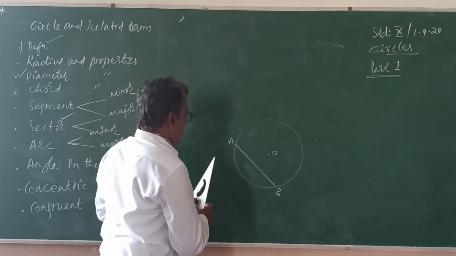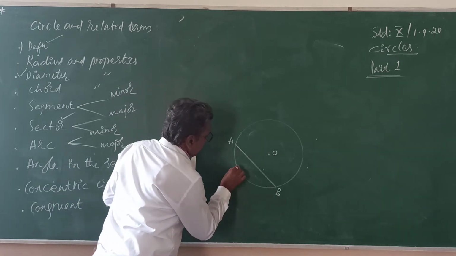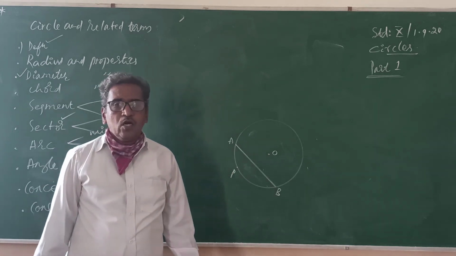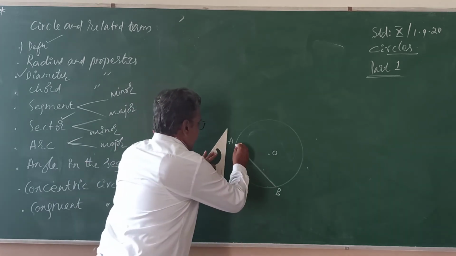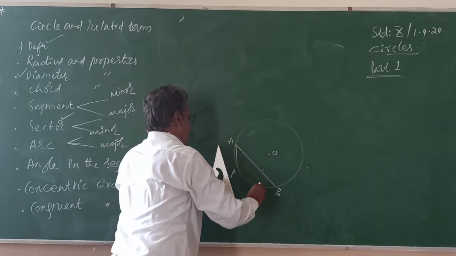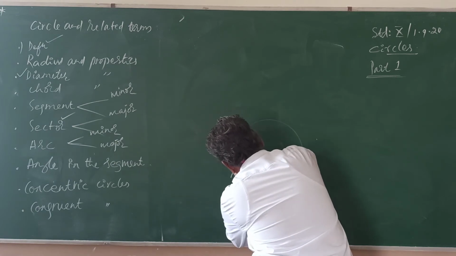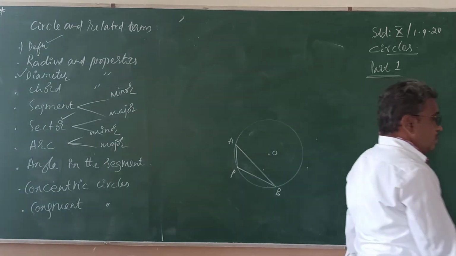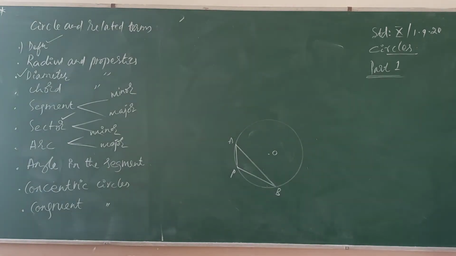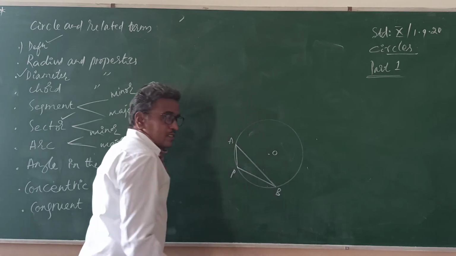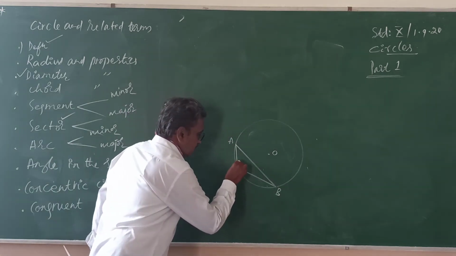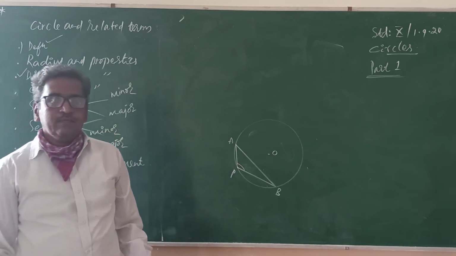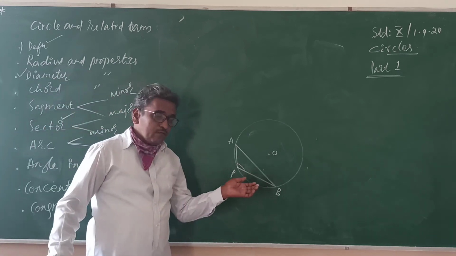Now P is a point on the minor arc or minor segment. Join AP and BP. Can you tell what angle is formed here? Can you imagine what type of angle is formed?